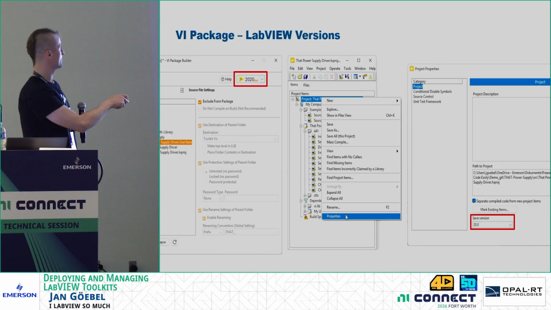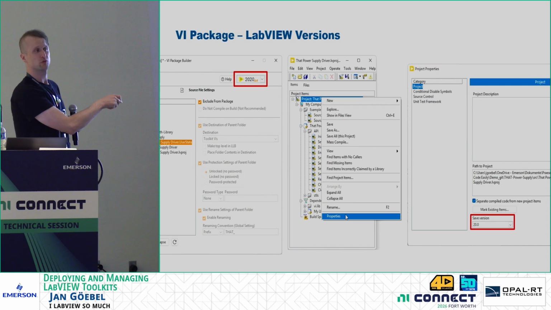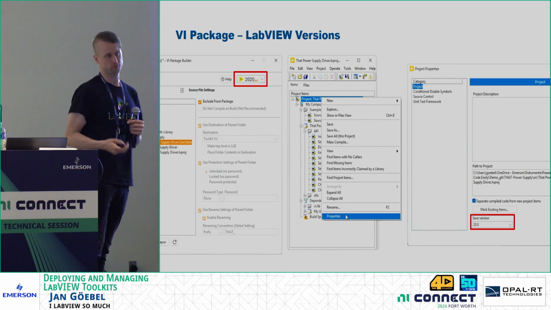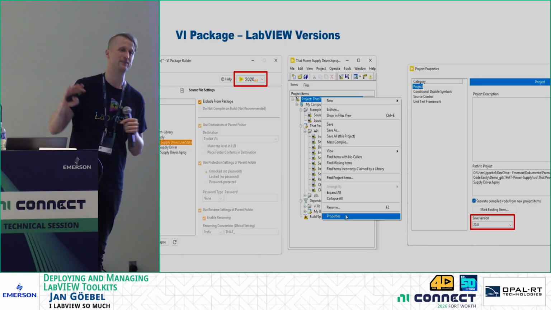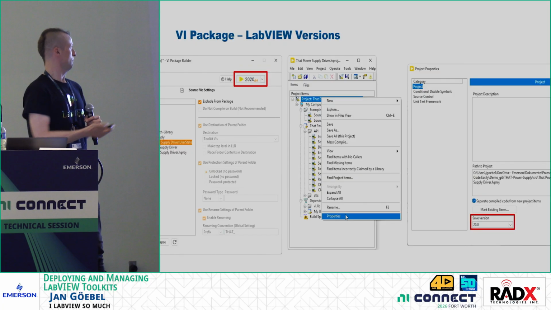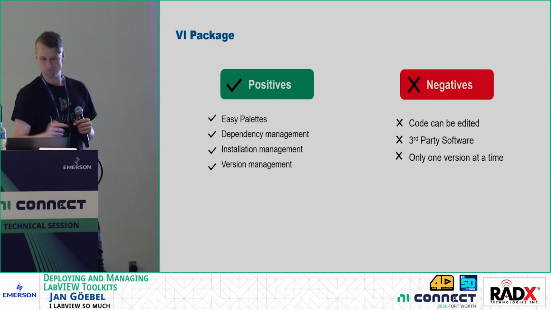And in general, it's a big recommendation to use the lowest possible version for your toolkit when you're trying to distribute it. So in my case, I usually go to 2020. Anything older may have some issues anyway. And yeah, that's the way to go now for that.